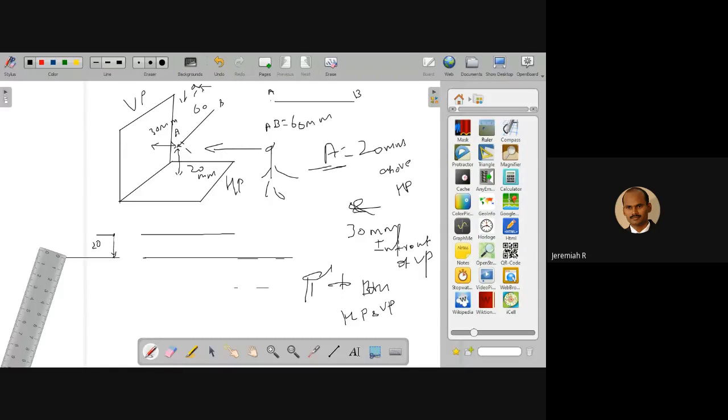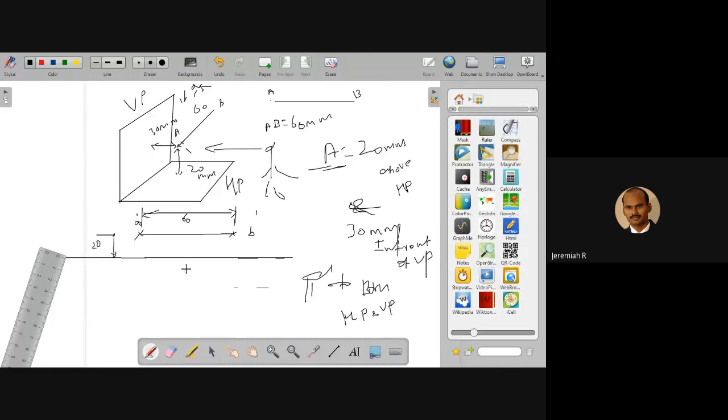Then what you have to do? Locate a point here, A dash. The length of the line is 60 mm. So from here, with the value of 60 mm using the scale, locate the point here. This gap is 60 mm because the length of the line is 60 mm. So locate it like this.